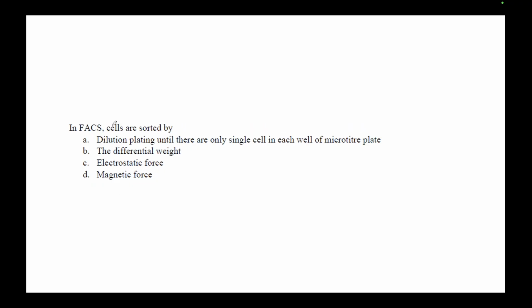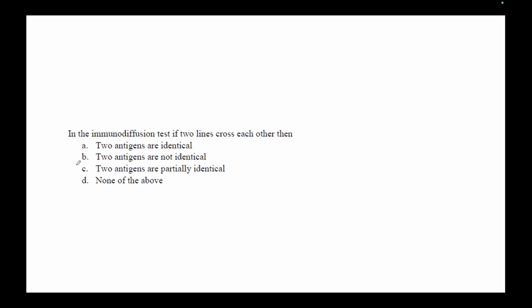Okay, so cells are sorted by electrostatic force, magnetic force, dilution, plating? Yes, electrostatic force. Okay, so in the immunodiffusion test, if two lines cross each other, then what happens? That means what? Two antigens are identical, not identical, partially identical? Not identical. Yes. They are not identical, that's why they cross. Otherwise, they'll make an arc.